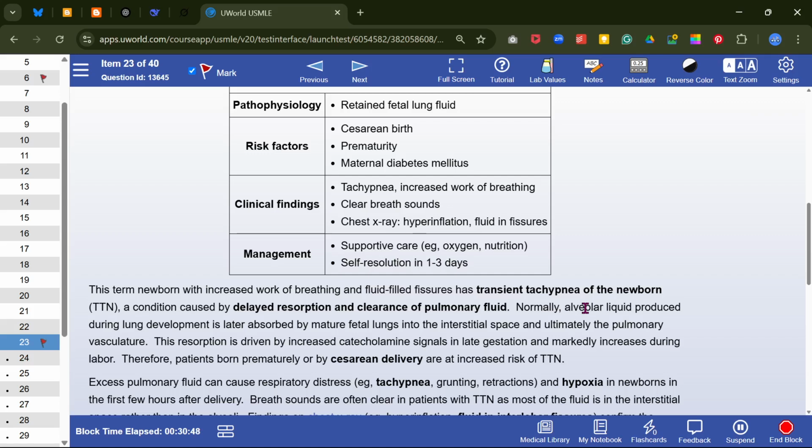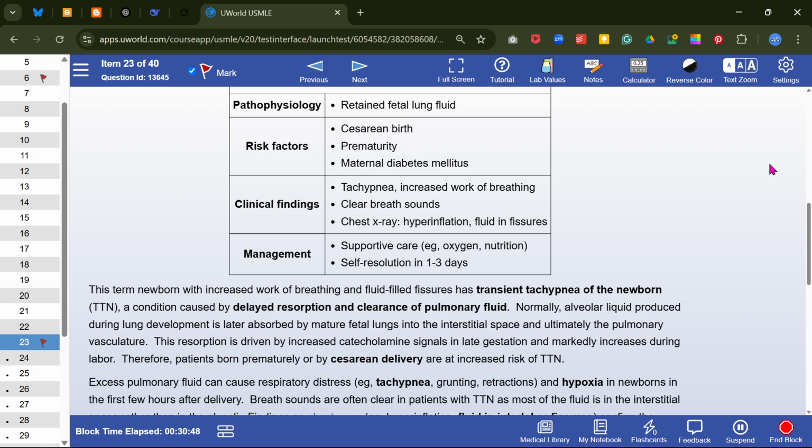This term newborn with increased work of breathing and fluid filled fissure has transient tachypnea of the newborn (TTN), a condition caused by delayed resorption and clearance of pulmonary fluid. Normal alveolar liquid produced during lung development is later absorbed by mature fetal lungs into the interstitial space and ultimately the pulmonary vasculature.